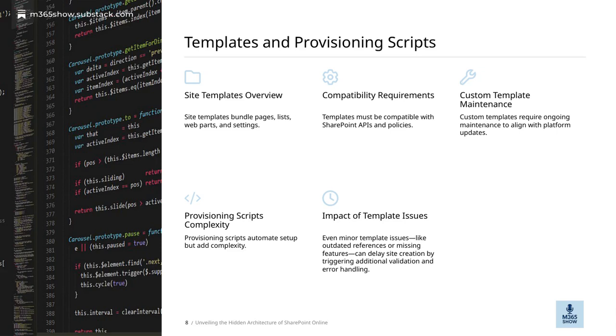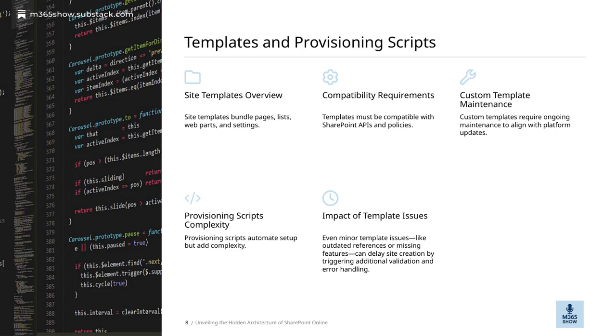It's also important to remember that templates must be compatible with SharePoint APIs and policies. Compatibility is key to ensuring smooth deployment and operation. Finally, site templates are quite comprehensive. They bundle pages, lists, web parts, and settings into a single package. This makes them powerful, but also requires careful planning to make sure everything works seamlessly together. Understanding these aspects helps us better manage the architecture behind SharePoint Online and ensures our site provisioning processes are efficient and reliable.